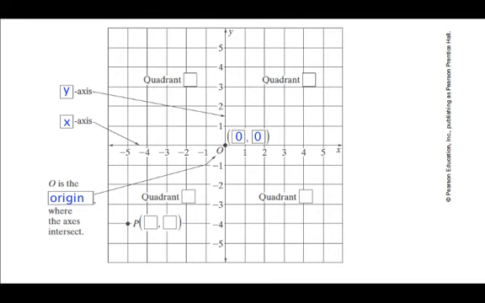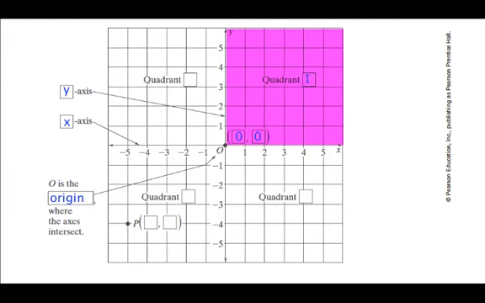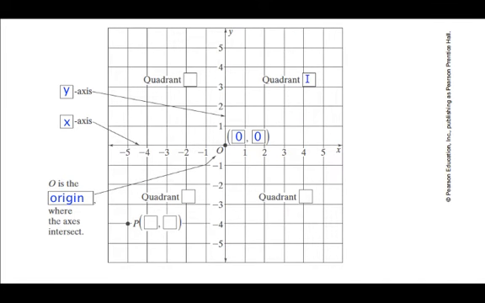Every coordinate system is broken into 4 equal parts. Those are known as quadrants. When we number the quadrants, we start in the upper right-hand corner. That's quadrant 1. We use Roman numerals to identify them. Then we move counterclockwise around the origin. So the upper left quadrant is quadrant 2, the lower left is quadrant 3, and the lower right is quadrant 4.